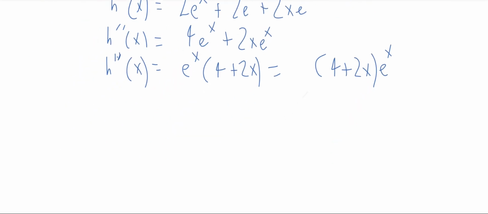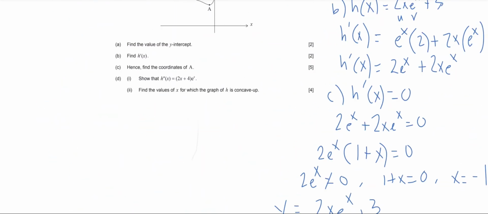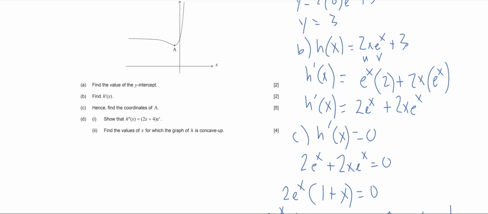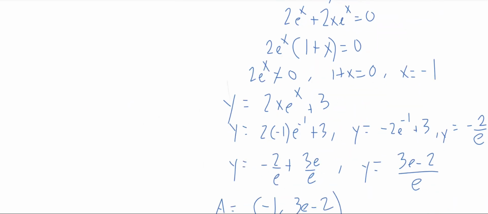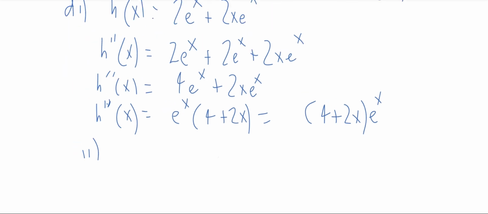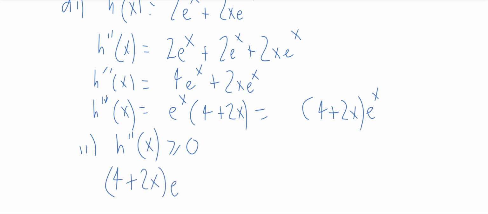And then the final part of the question, D part 2. So D part 2, and just go back up to the question. Find the values of x which the graph of h is concave up. So the values of x which the graph is concave up. So the condition for a graph to be concave up is that the second derivative is bigger than or equal to 0. So in this case, you have 4 plus 2x brackets e to the x bigger than or equal to 0.